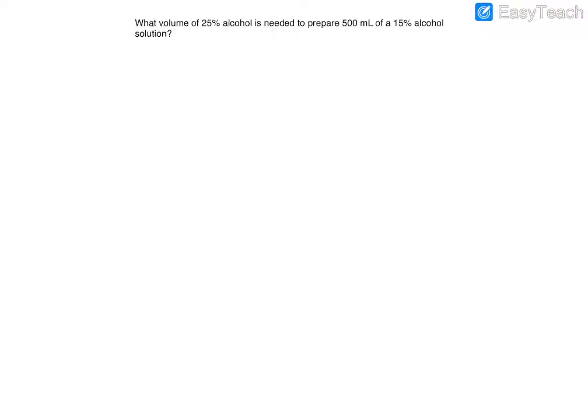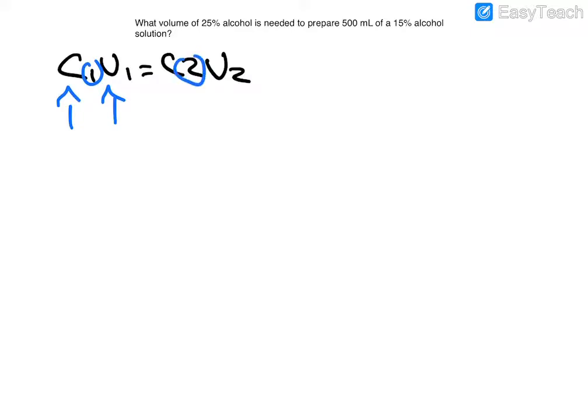Okay, so this is a video demonstration on C1V1 equals C2V2. Let me just explain the formula a little bit. C always stands for concentration and V always stands for volume. The 1 means initial and the 2 means final. Therefore, C1 is initial concentration and V1 is initial volume, and C2 is final concentration and V2 is final volume.